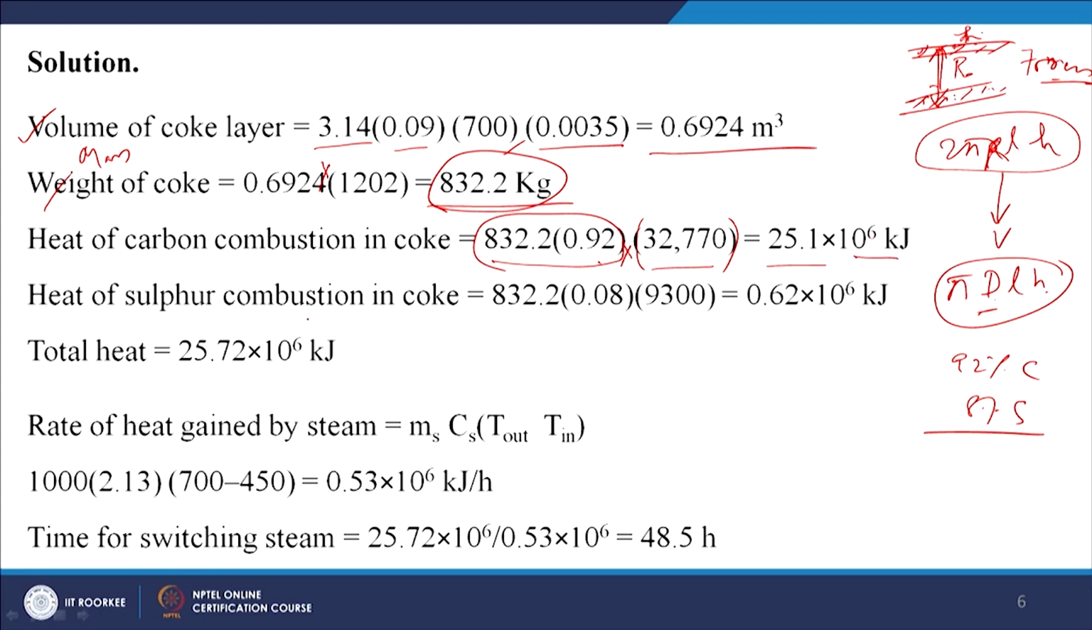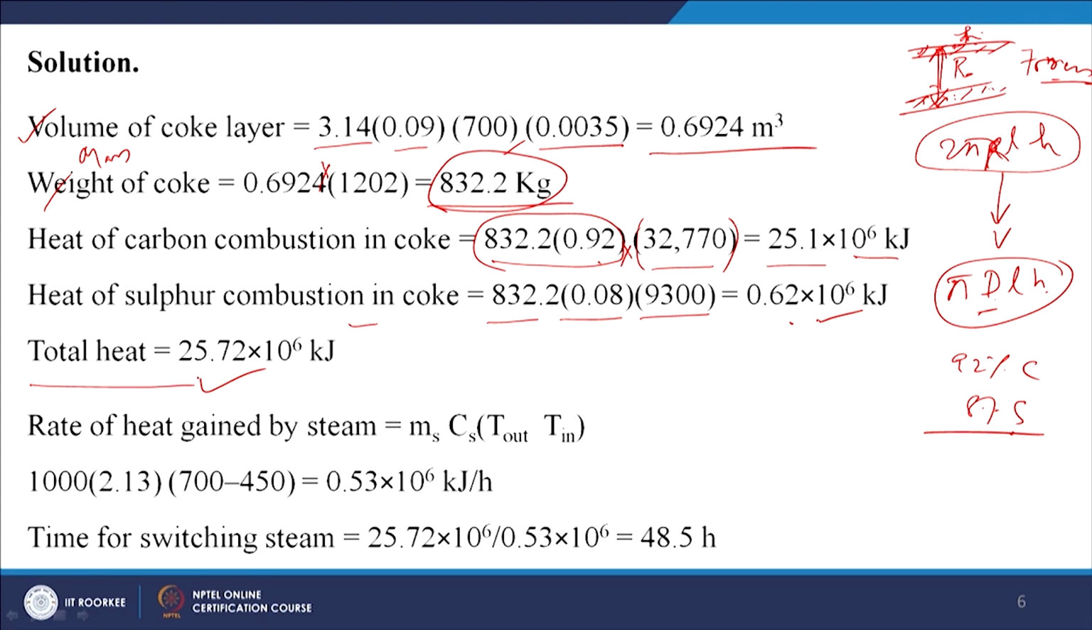And then the heat of sulfur combustion in coke. How much sulfur is present here? 8%. So, the total mass of the coke into 0.08 is the mass of the sulfur. Then the heat released due to the combustion of sulfur to sulfur dioxide is multiplied by 9300. So, we get 0.62 into 10 to the power 6 kilojoule. What is the total heat released by these two reactions? This plus this one, we get 25.72 into 10 to the power 6 kilojoule. So, this is the heat released by the combustion reaction.